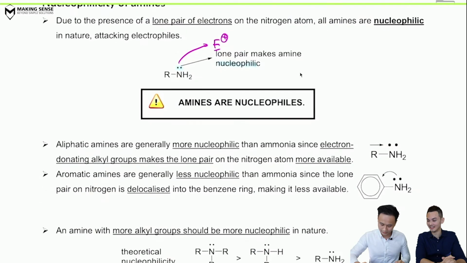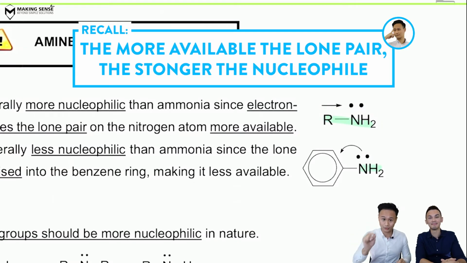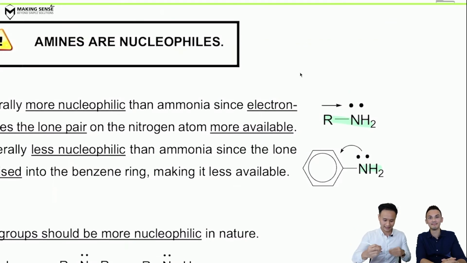What I have for you here is very similar to the idea of basicity. I have a primary amine here, and I also have a phenylamine here. Once again, the more available the lone pair is, the stronger a nucleophile it becomes. And as usual, Mr. William, our groups are electron donating. Yep, push electrons in. This lone pair becomes a more available lone pair, and therefore more nucleophilic, right?